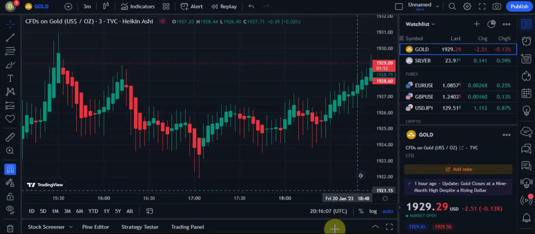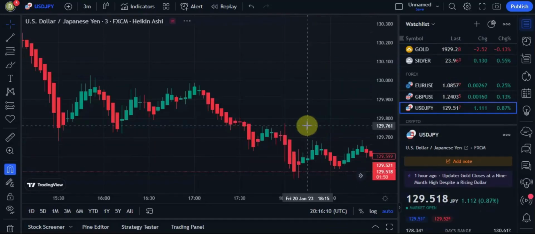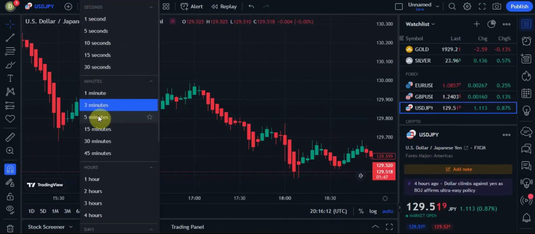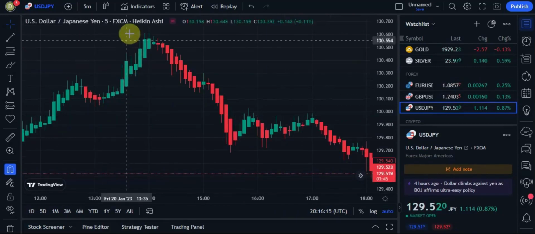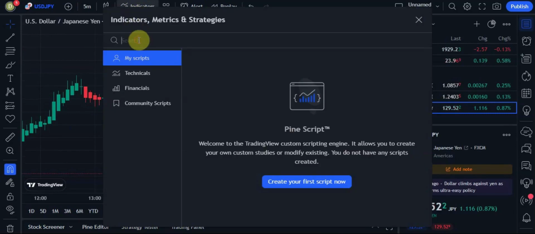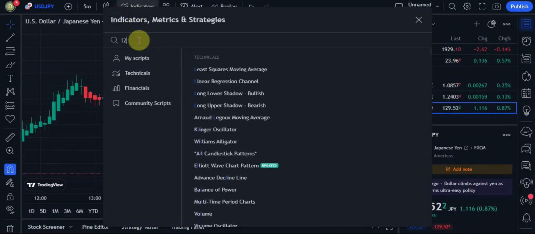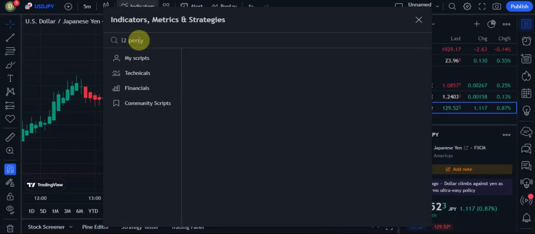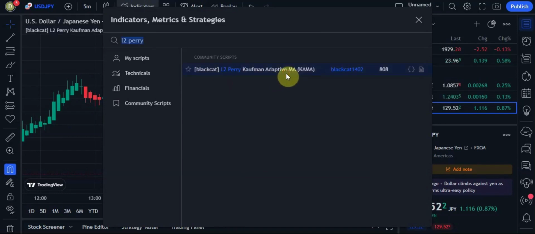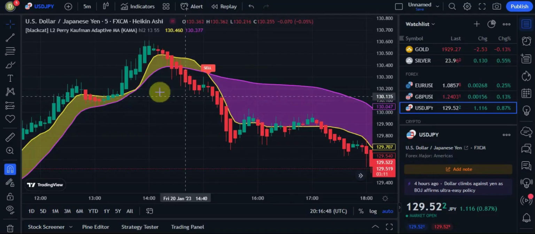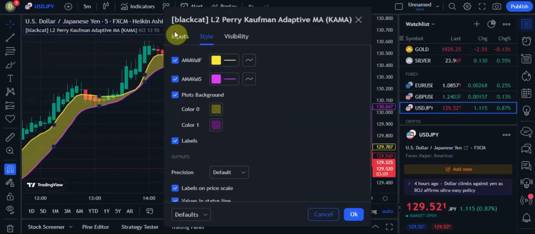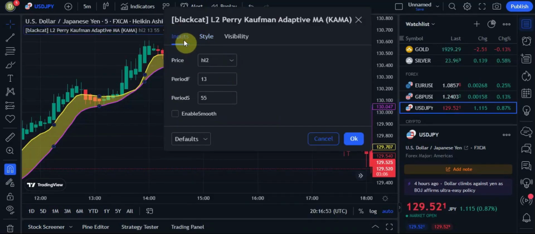So we're going to start off with a USD JPY chart with a 5-minute time frame. Now let's go to the indicator section and type in L2 Perry. And you're going to see this indicator here, Black Cat L2 Perry Kaufman Adaptive MA. Let's add that to our chart, and we're going to make a quick change here. So let's go to the settings and then input, and let's change the period F to 12 and the period S to 50.